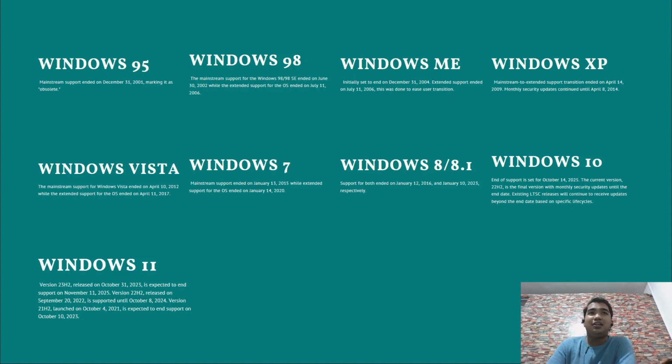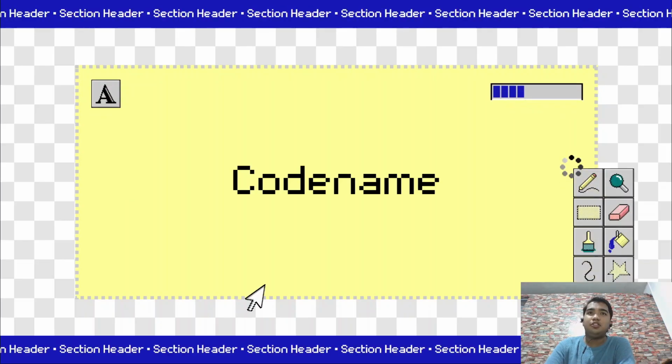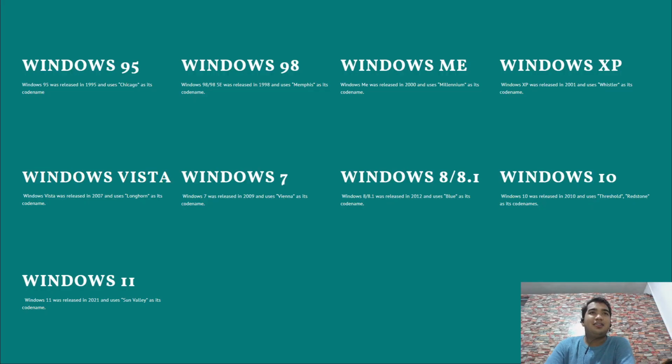So basically, the support on each Windows lifecycle can last 4 years, and the longest of which is Windows XP, which lasted around 10 years on the extended support. So for the codename, for Windows 95, it was released in 1995 and uses Chicago as its codename.